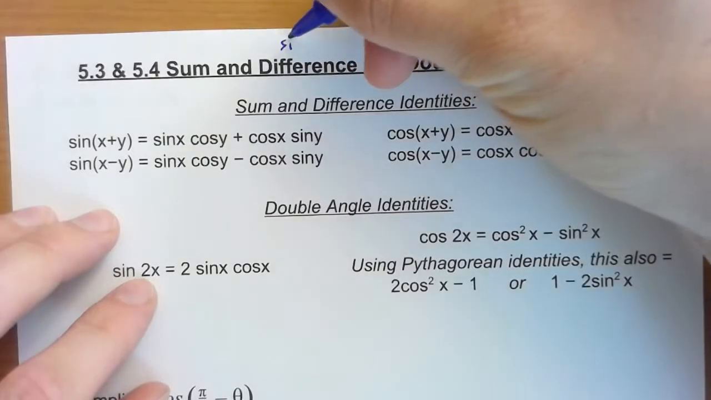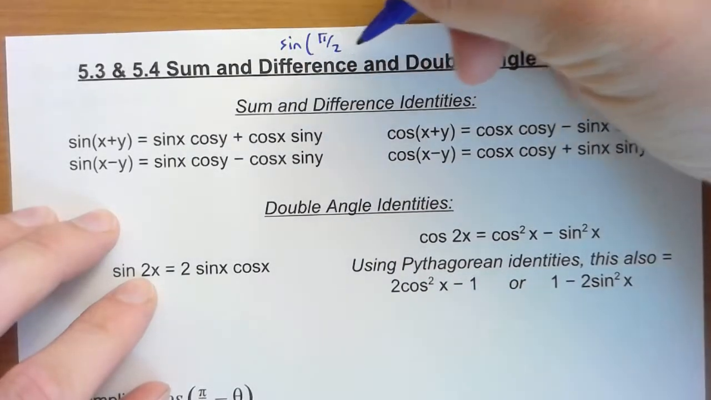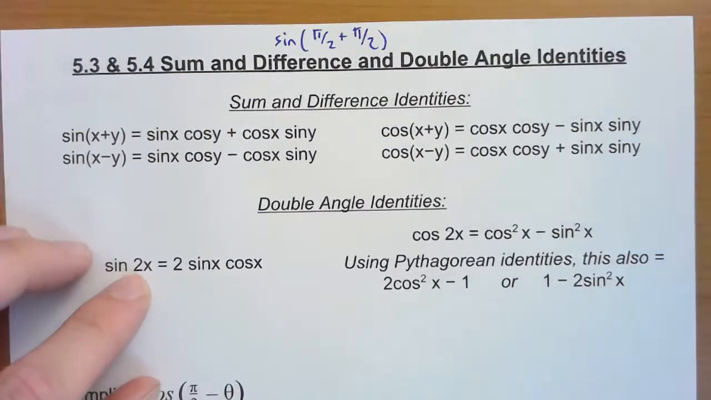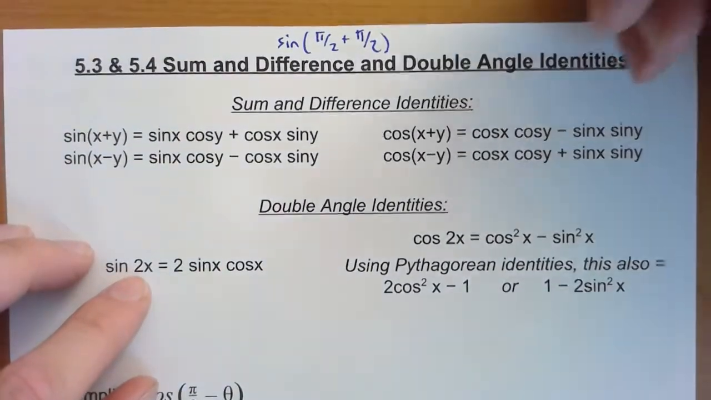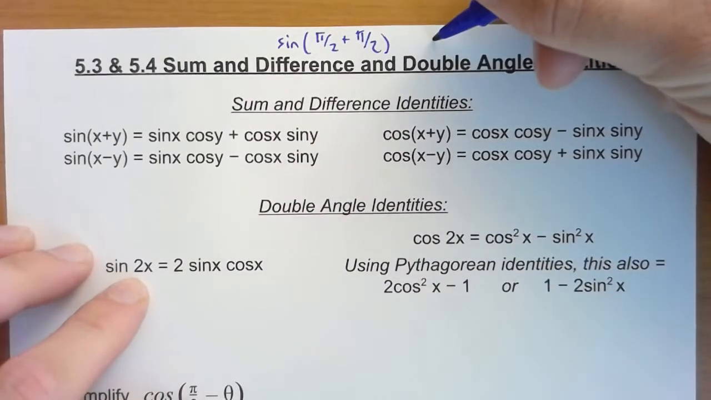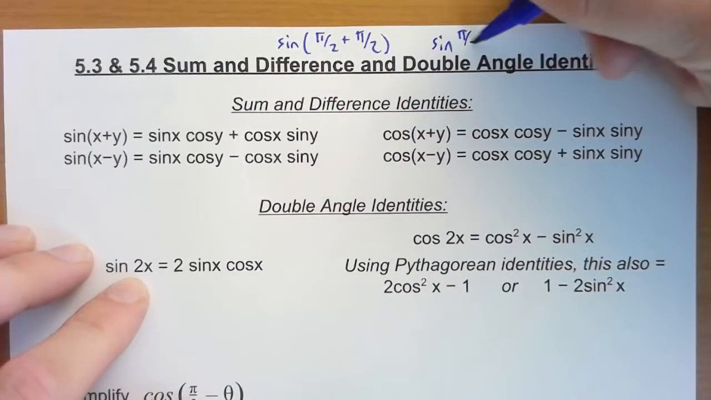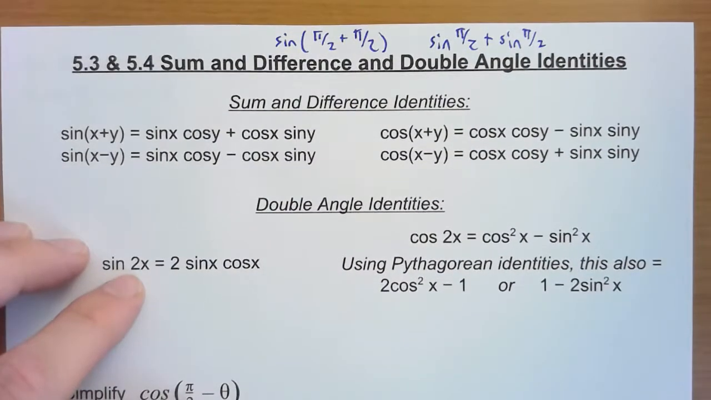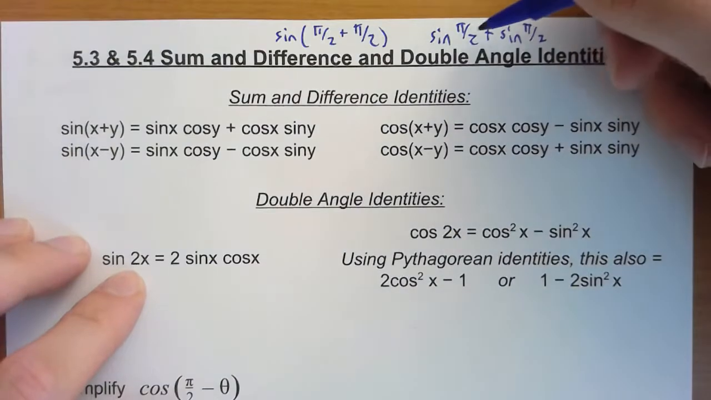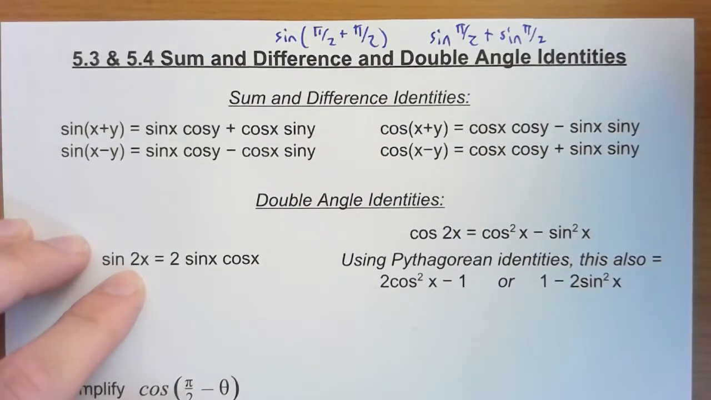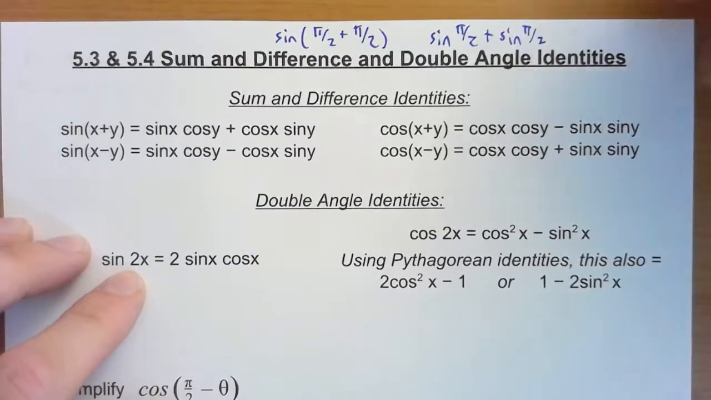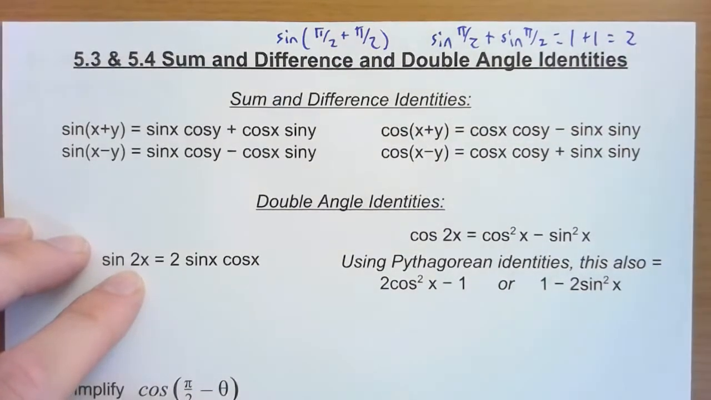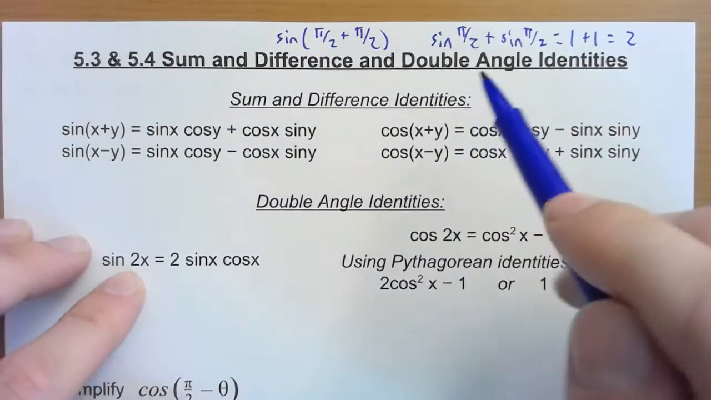What if I had sine of pi over 2 plus pi over 2? What if somebody said, can I just distribute the sine maybe? Is that possible? And so what if we tried to do sine of pi over 2 plus sine of pi over 2? Would that work? Well, we know sine of pi over 2 is straight up. So straight up, your y coordinate is 1, so your sine is 1. So that would be 1 plus 1, that would be 2. So would that be the same thing?